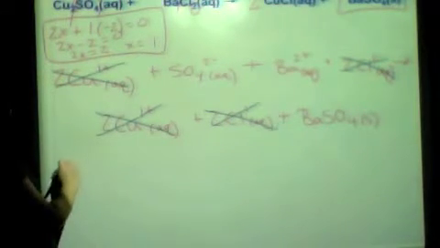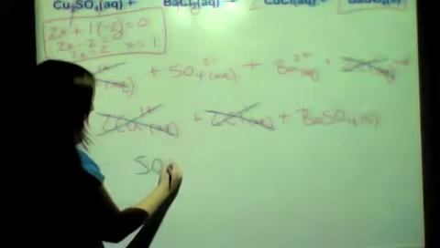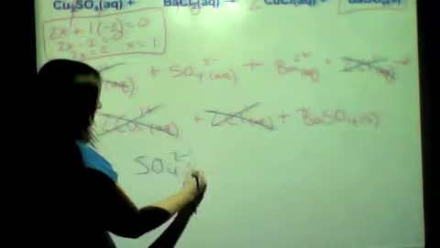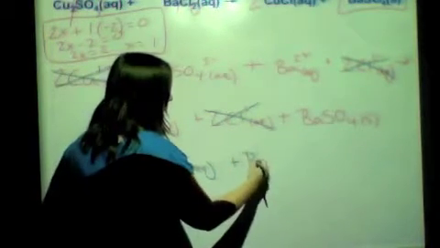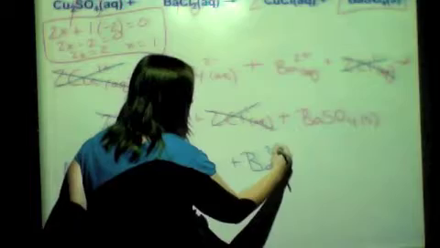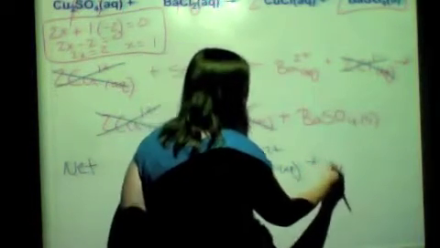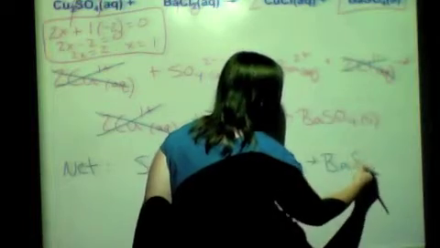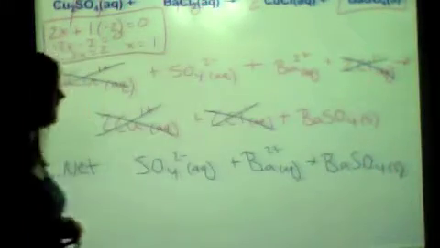So your net ionic would be SO4 2 negative aq, plus Ba 2 plus aq, produces BaSO4 solid.